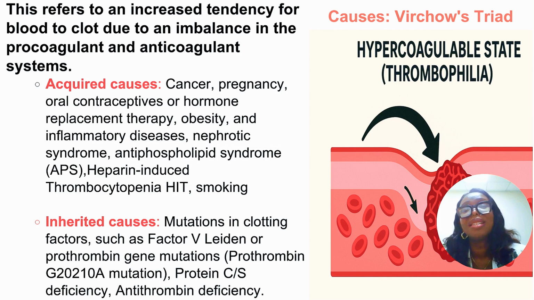Acquired when it occurs in cases like cancer, pregnancy, use of oral contraceptives, or hormone replacement therapy, obesity, or in the presence of inflammatory diseases, nephrotic syndrome, antiphospholipid syndrome, heparin-induced thrombocytopenia, and smoking. It can also be inherited when there are mutations in some clotting factors such as factor 5 Leiden and prothrombin gene mutations. You can have a patient having hypercoagulable state or thrombophilia, predisposing the patient to thrombotic disorders, or what we call thrombosis.